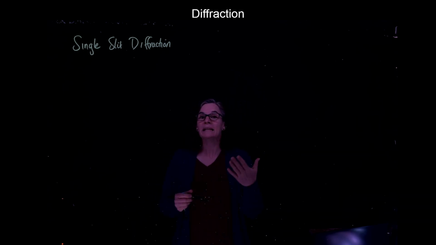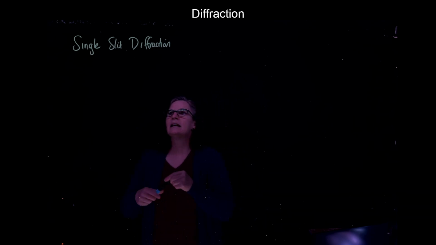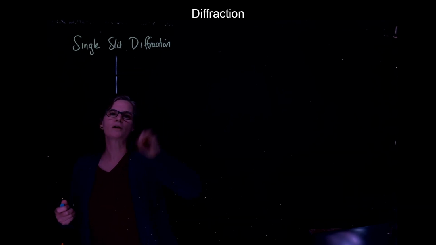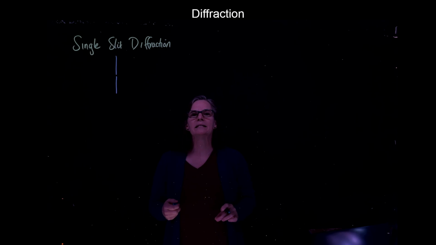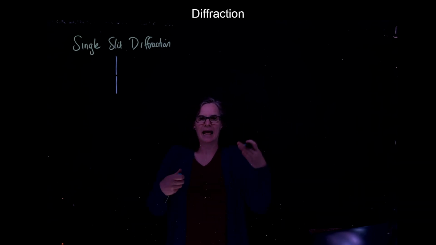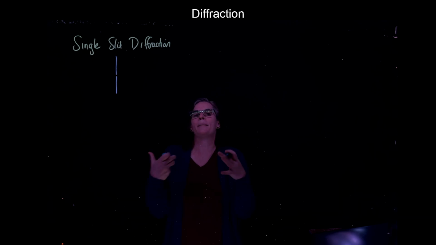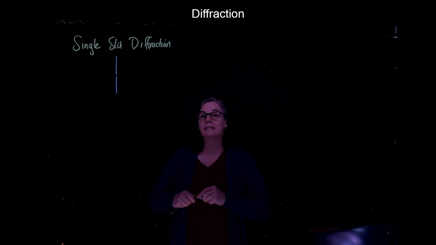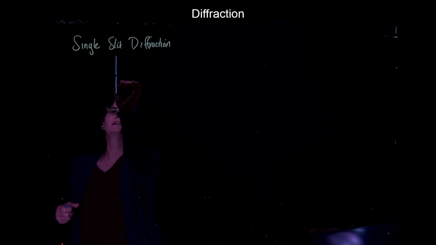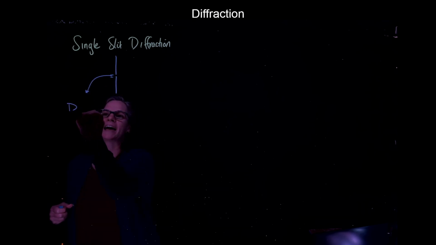So what do we mean by a single slit? This simply means that we have just one small space, one small slit in a barrier that we're going to send light through. And when we look at diffraction, where we can actually see the bands that occur, we need to make sure of a couple of things. The first is that this width here, this space, we call that D. So this is the width of the slit.